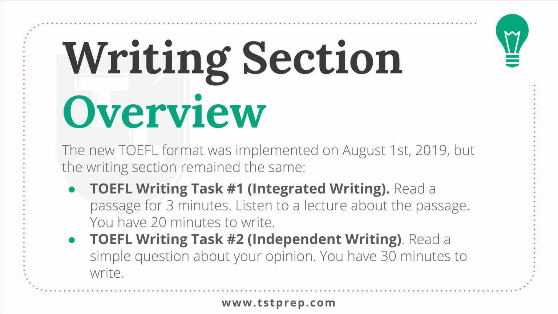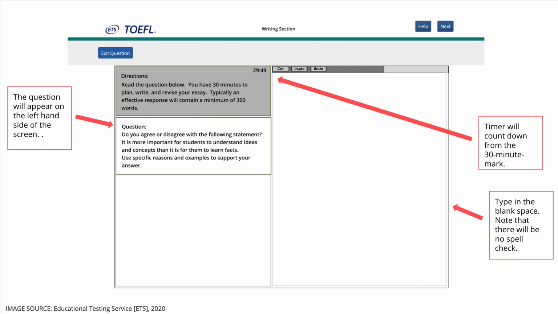So the writing section, TOEFL Writing, looks something like this. Here we are talking about writing task number 2, usually called the independent writing. Basically, you read a simple question about your opinion and you have 30 minutes to write. That's it. It's very simple. It looks something like this.